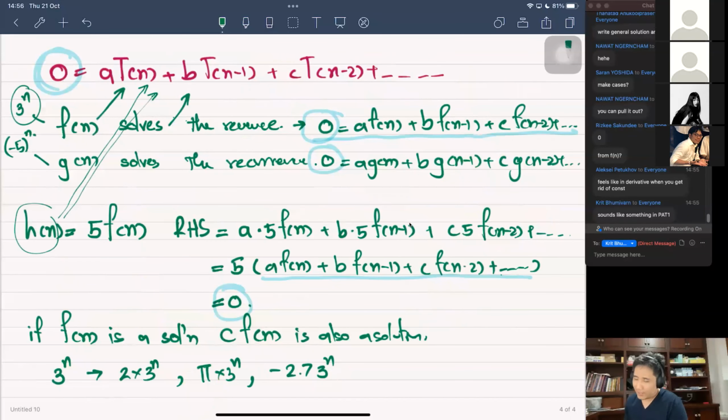Okay, so the next thing, what about this? Another one. What if we have two solutions? Okay, let's take p as a good one. P of n is f of n plus g of n.